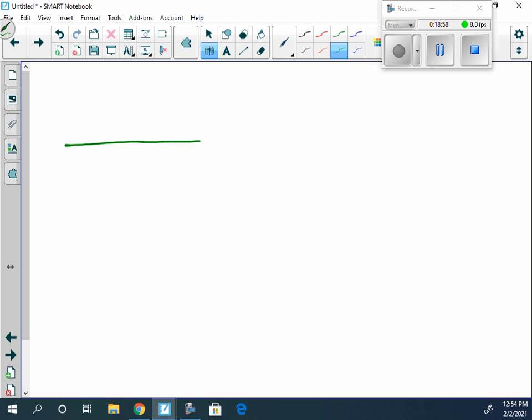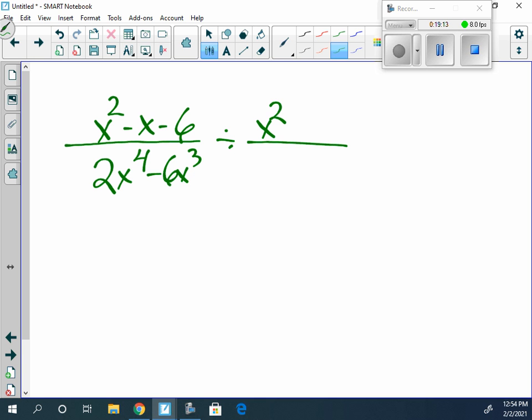X squared minus x minus 6x over 2x to the 4th minus 6x, and then divided by x plus 2 over 4x cubed on bottom. Yep, I got it. Yeah, I'll have to rewrite it. And this is x plus 2 on top.